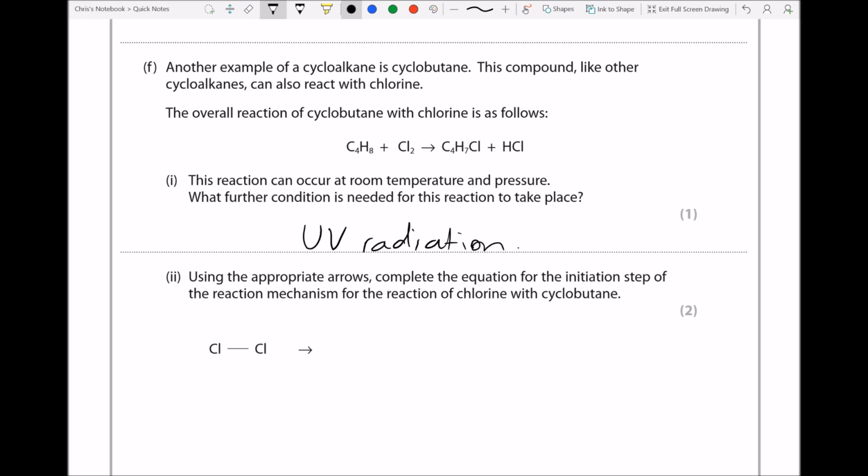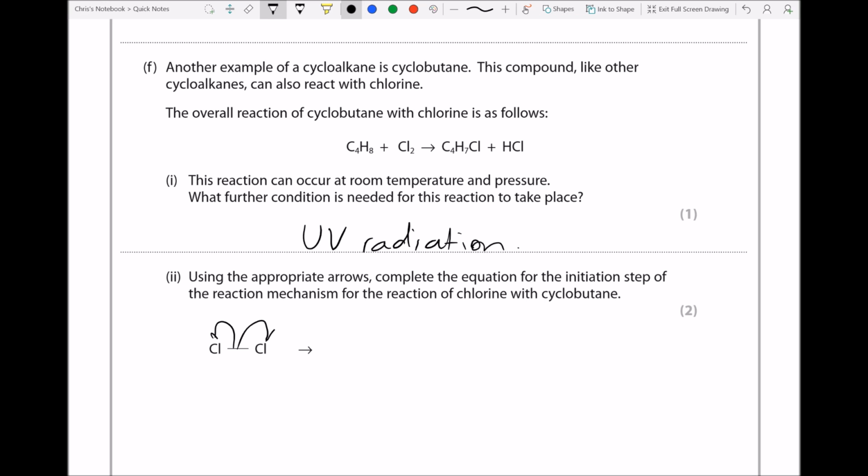Okay. And then it says, using the appropriate arrows, complete the equation for the initiation step of the reaction mechanism for the reaction of chlorine with cyclobutane. Right, so this is the initiation. So this is the starting of a process. So we start with a non-radical and we end up with radicals. So we use UV and it basically splits this bond homolytically. That means you have 1 electron going each way into each chlorine, but obviously it's an unpaired electron. So we've got 1 going this way and 1 going that way.